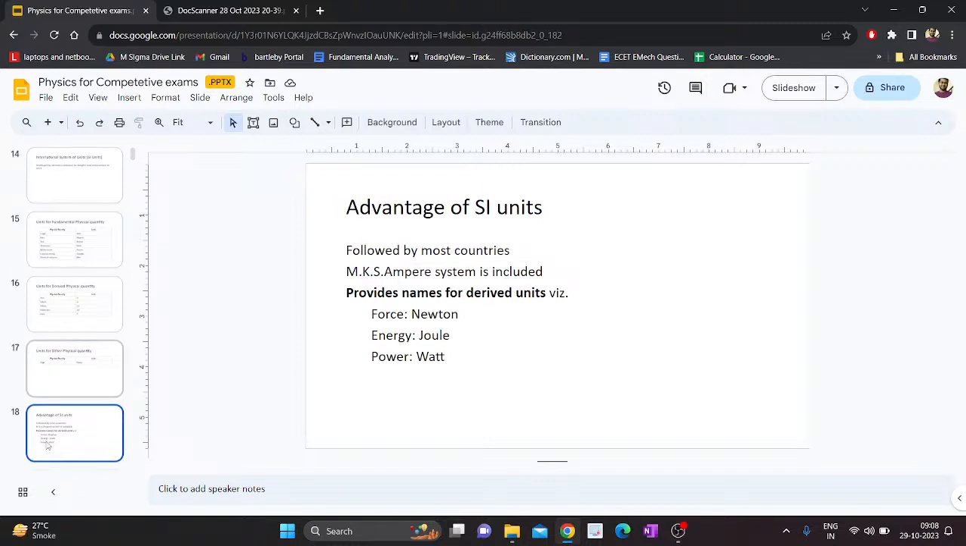Similarly, force is given the unit Newton. For energy they gave the unit joules, and power is given as watt. These are all named after scientists, the predominant scientists there. So energy, if you take it, is equivalent to work. If it is equivalent to work, you can take it as force into displacement.